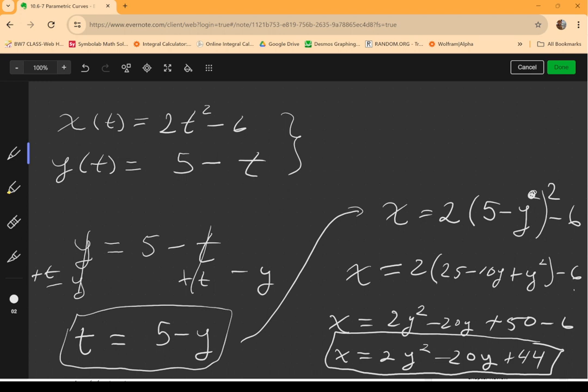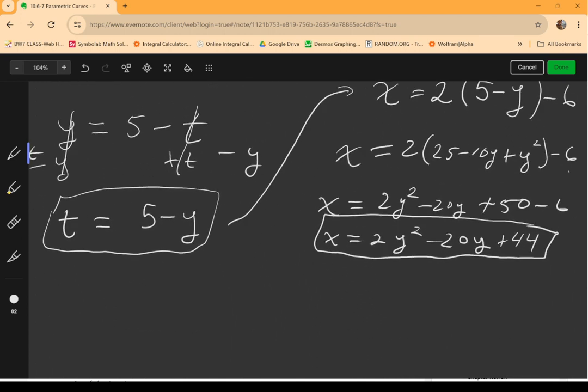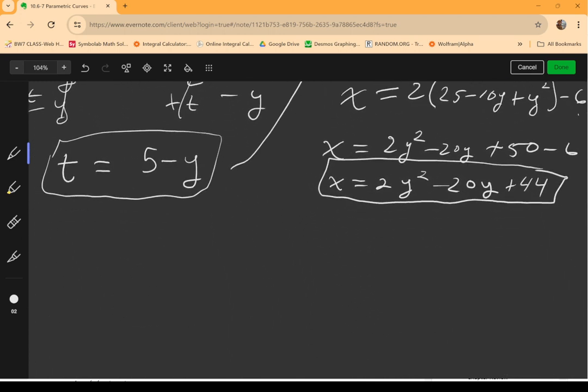When eliminating the parameter, make sure that the equation you end up with does not have any t's. If it has a t, that means you have not eliminated the parameter. Let's take a look at one more example.